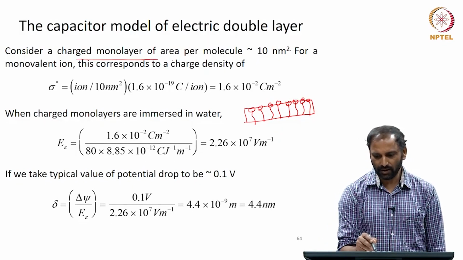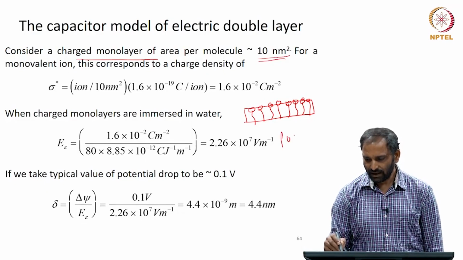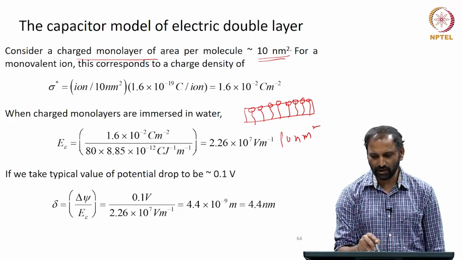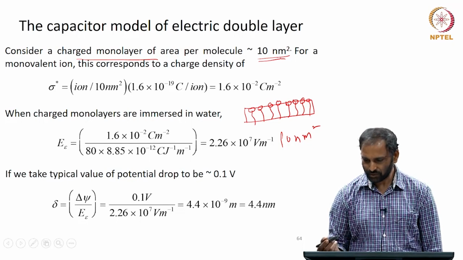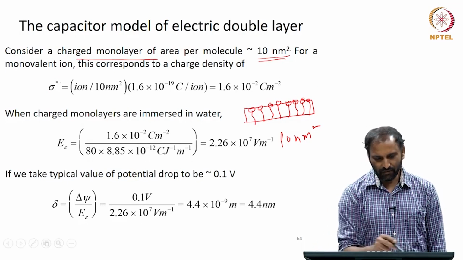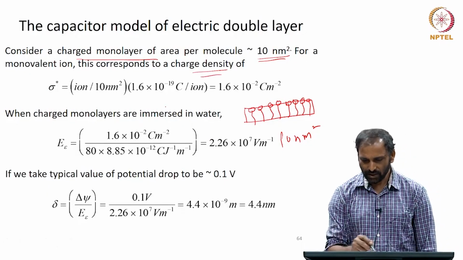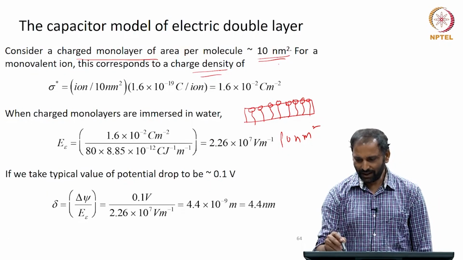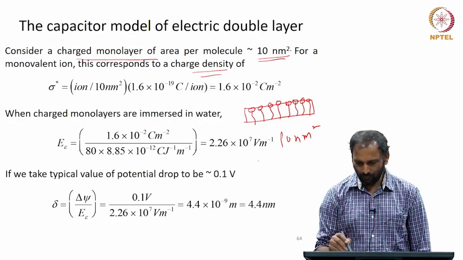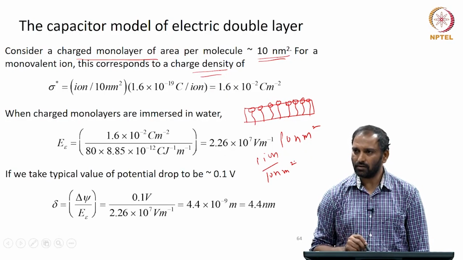If the charged monolayer has an area of 10 nanometer square, a charged monolayer of area 10 nanometer square is what I am considering. Now, for a monovalent ion, this corresponds to a charge density. So what you can do is say that I have a 10 nanometer square area, and I have one ion per 10 nanometer square.